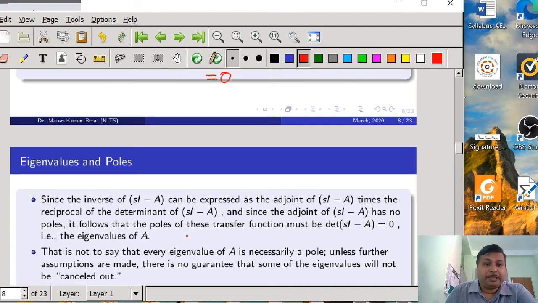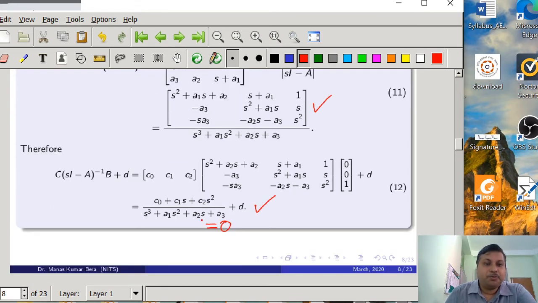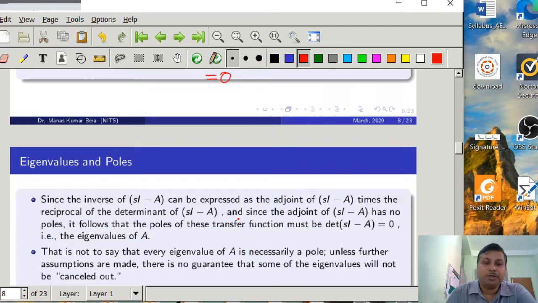So it follows that the poles of this transfer function must be the determinant of sI minus A equal to 0. That is the eigenvalues of A, what we have discussed now. Computing the eigenvalues of A by the determinant of sI minus A is equivalent to making the characteristic equation, that is s cube plus a1 s square plus a2 s plus a3 equal to 0.